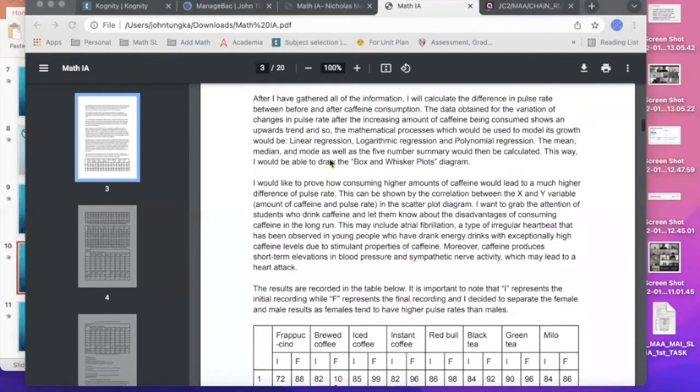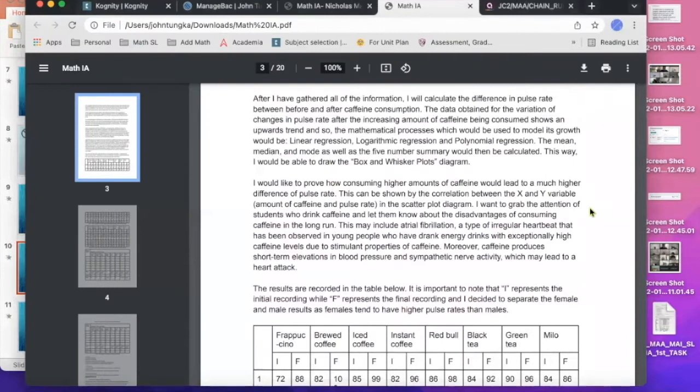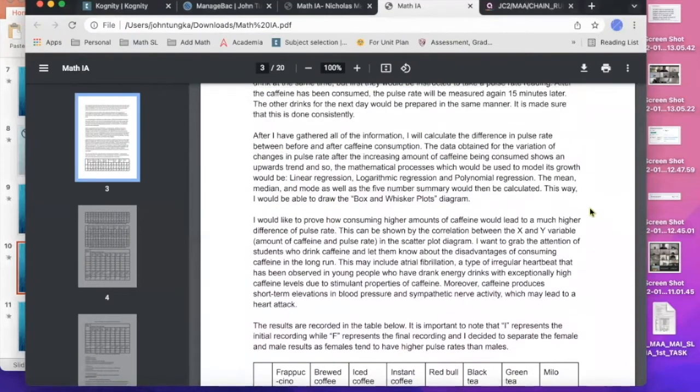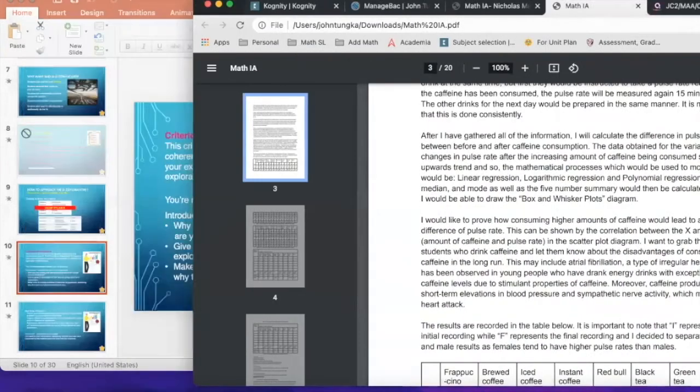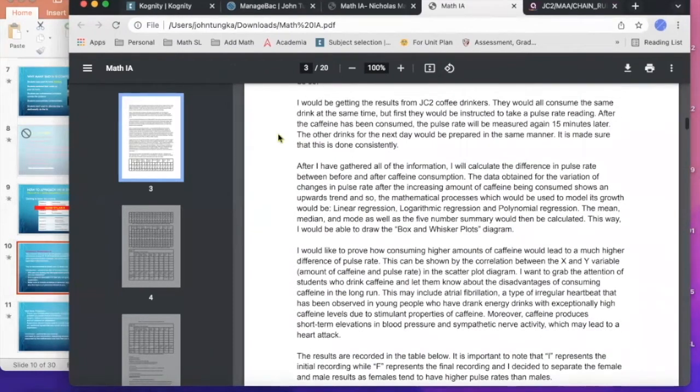Okay, and if we look at the introduction, you have to include a brief explanation on how you plan to achieve your aim, your IA aim. Okay.